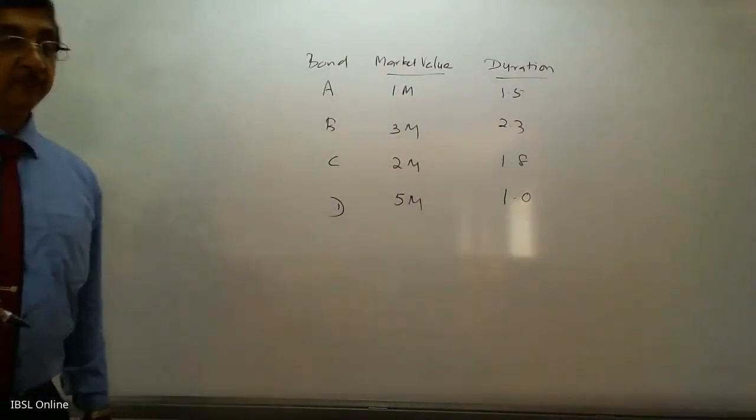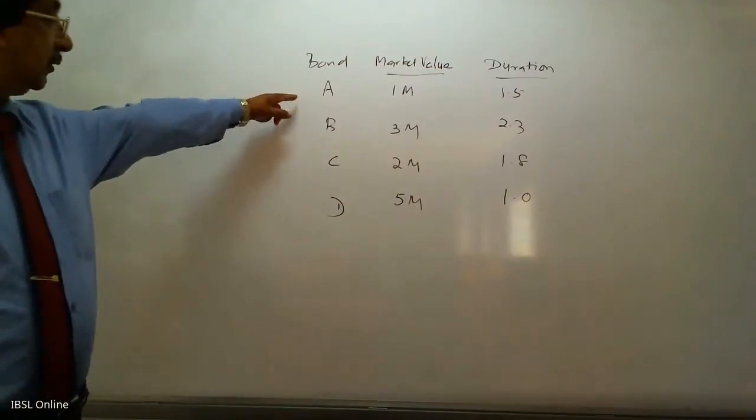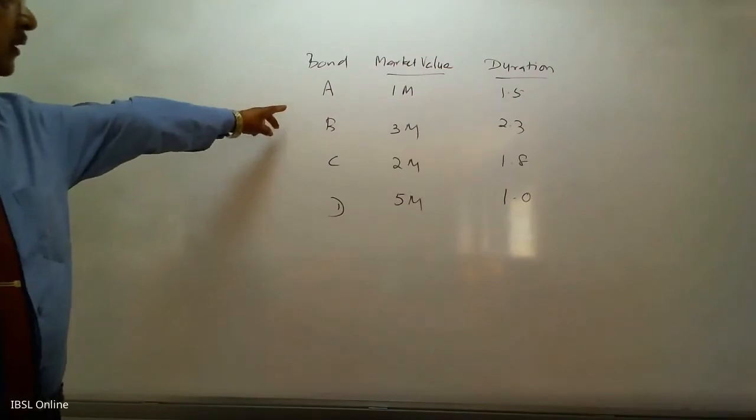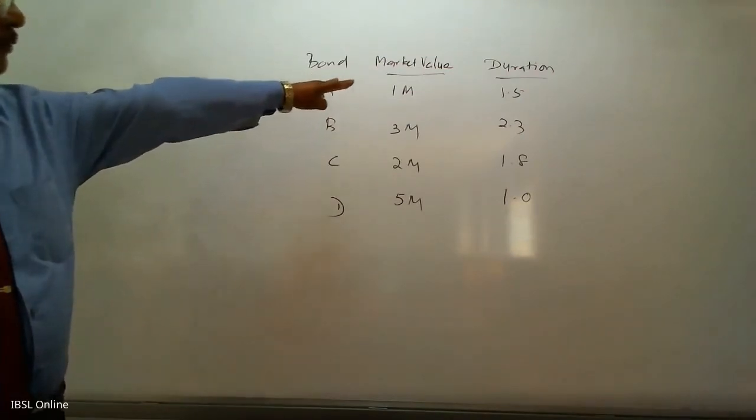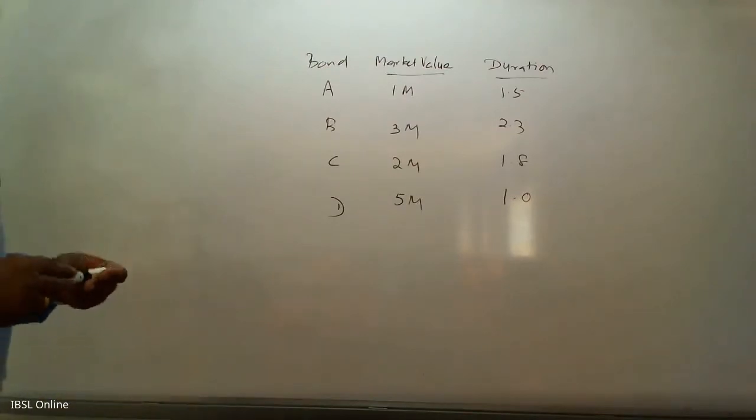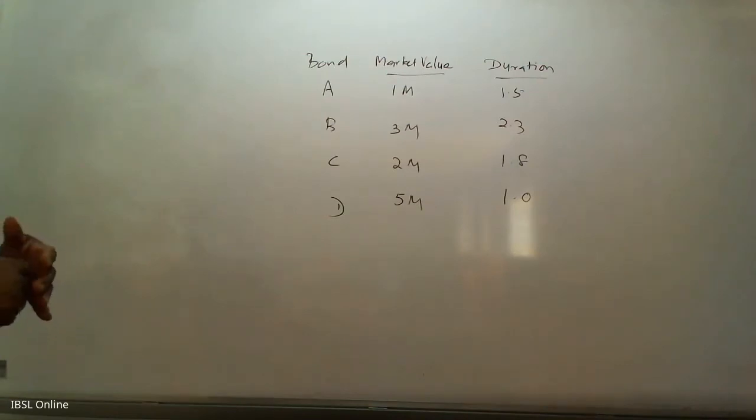Now you can see there are 4 bonds in the portfolio, A, B, C, and D. I have given the market values and durations of each bond. Bond A market value is 1 million, duration is 1.5. Bond B market value is 3 million, duration is 2.3. Bond C market value is 2 million, duration is 1.8. Bond D market value is 5 million, duration is 1.